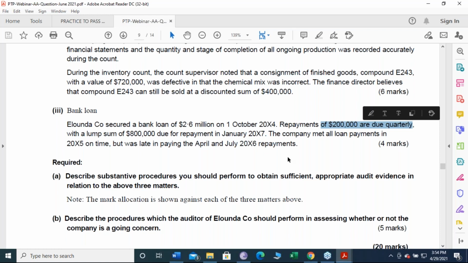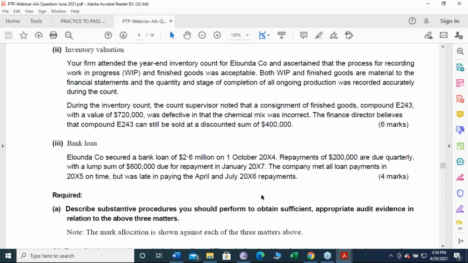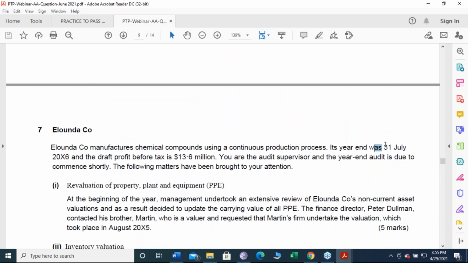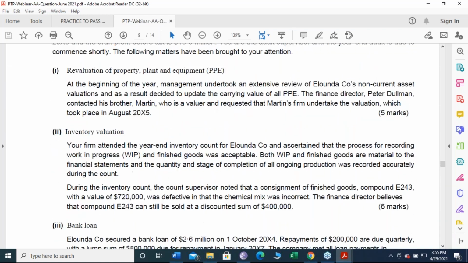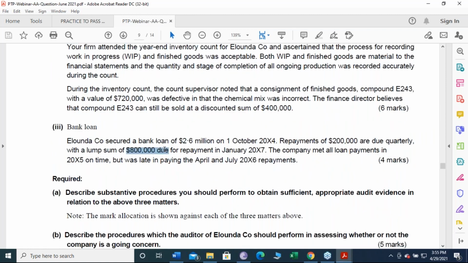So one procedure, with a lump sum of 800,000 due for repayment in January 2017. January 2017. What's the year end? July 2016. It means this repayment of 800,000 is due within the year.